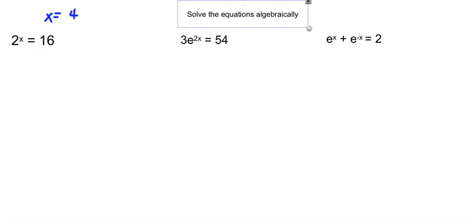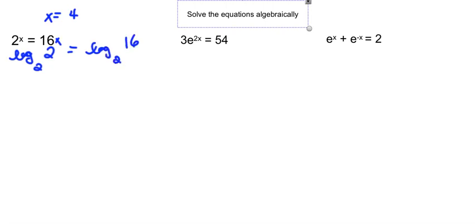So first thing I want to do, since I have 2 to the x, I'm going to use logarithms. I'm going to take the log base 2. The reason I'm taking the log base 2 is because the base on this 2 to the x is 2, is equal to the log base 2 of 16.